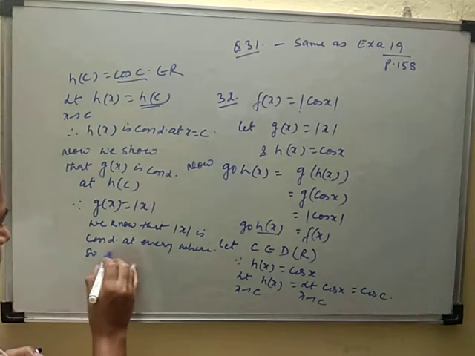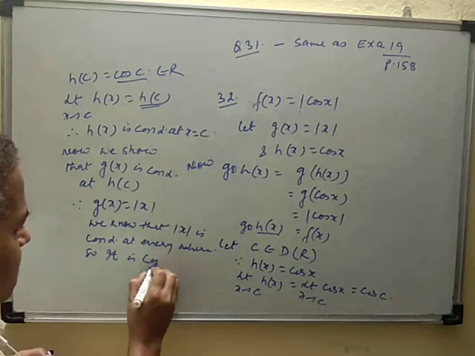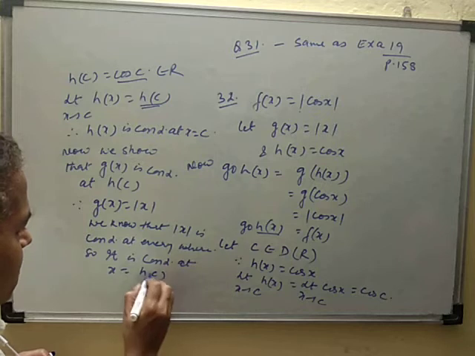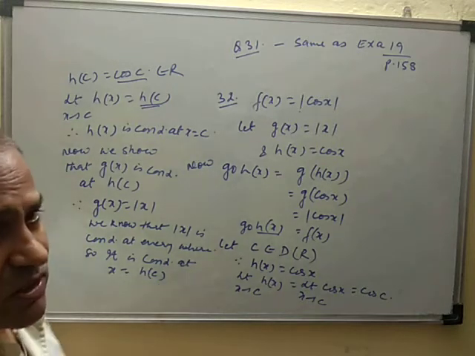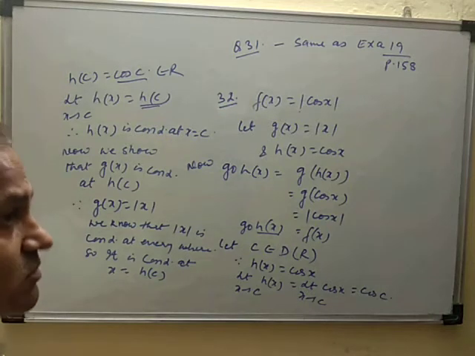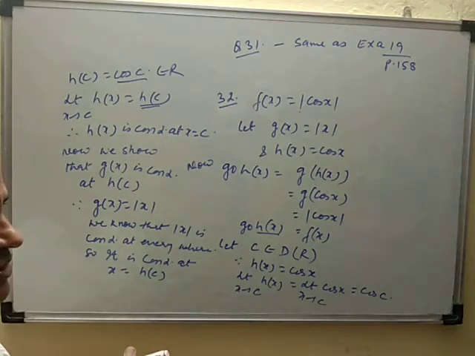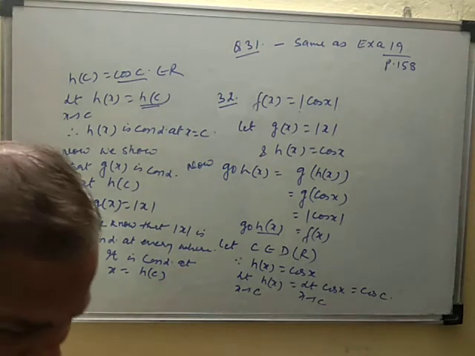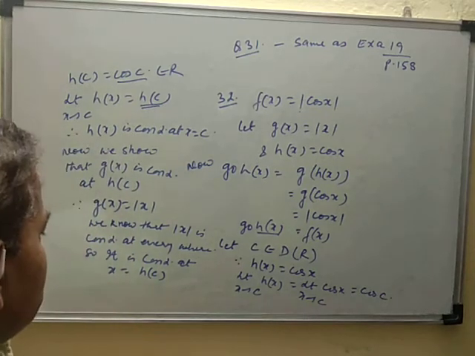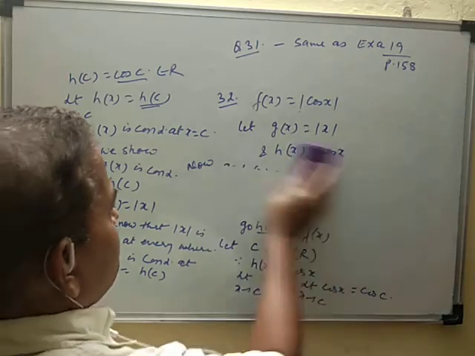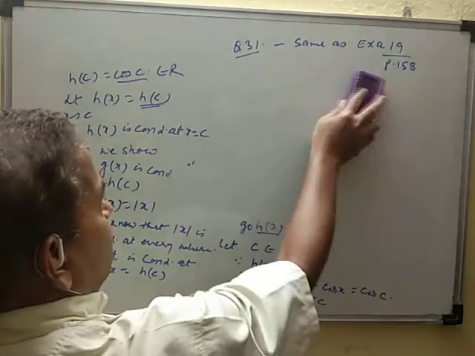So it is continuous at x equal to h of c. h of c is also a real number. So x is continuous at h of c. So therefore g of x is continuous at h of c.